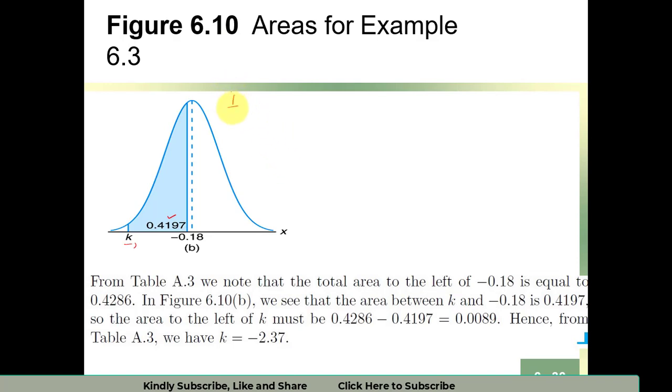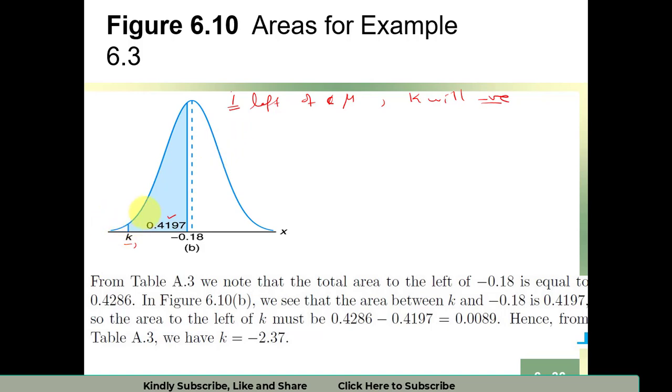First of all, both of the z values, minus 0.18 and k, are on the left hand side of our mean, or mu. So what is meant is that k will be negative. So we will have to check the tables of negative z distribution. This is the first point we have. The second point is how we will solve this problem.